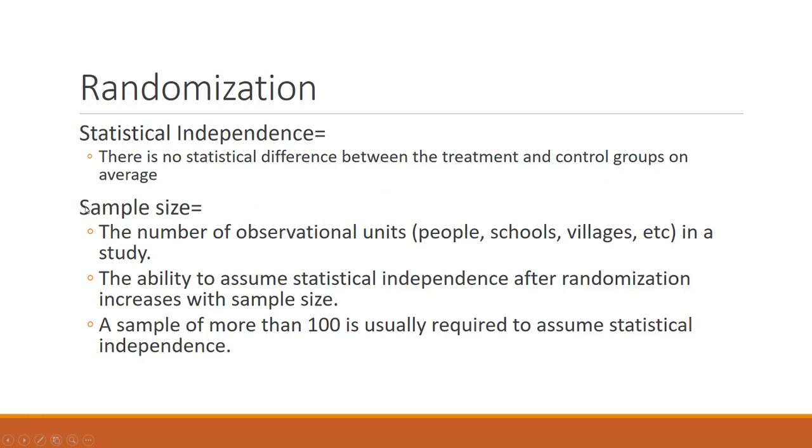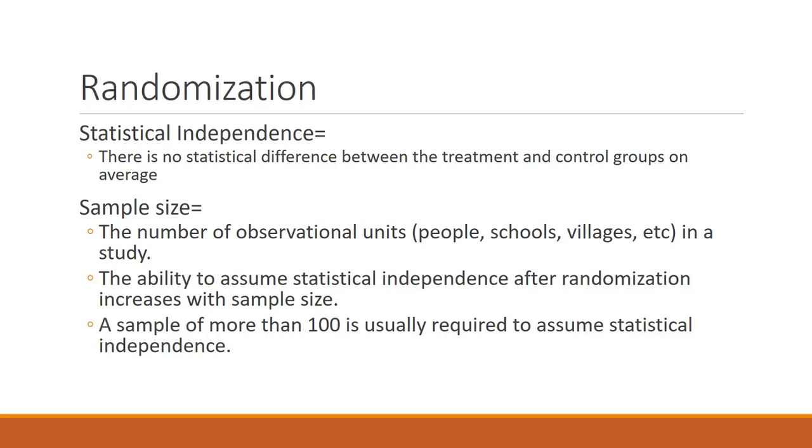Now, what's this issue with sample size? Sample size is the number of observational units. So it might be people or schools or villages, etc. The ability to assume statistical independence after randomization increases with sample size. What do I mean by that? As I'll go over in a little bit, sometimes randomization does not achieve statistical independence when your sample size is too small. If your sample size is really big, then randomization will allow you to achieve statistical independence.